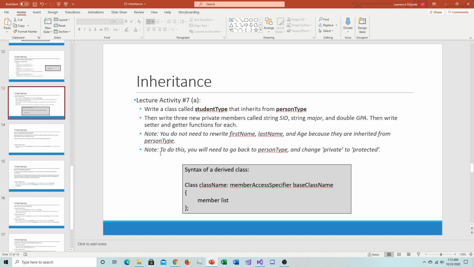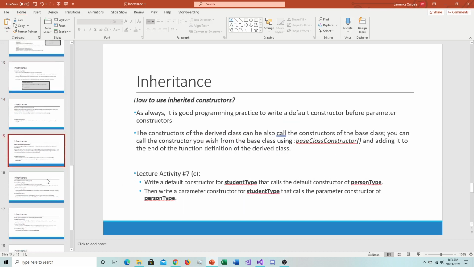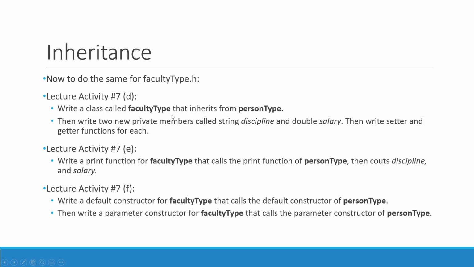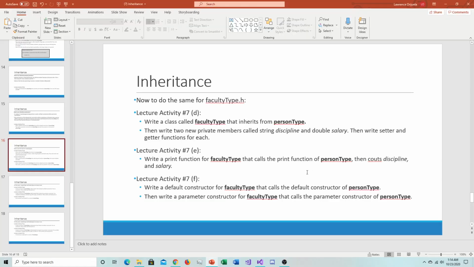So we did lecture activity parts A, B, and C already. Now we're repeating the same thing that we did for faculty type.h. So write a class called faculty type that inherits from person type. Then write 2 new private members called discipline and salary, and then write setter and getter functions for each. And then E says write a print function for faculty type that calls the print function of person type, then cout to discipline and salary. And then part F, write a default constructor for faculty type that calls the default constructor of person type, and then write a parameter constructor for faculty type that calls the parameter constructor for person type. Okay, so this is basically doing everything that we did for student type, just for faculty type. Okay. Now I hope that this isn't too hard.